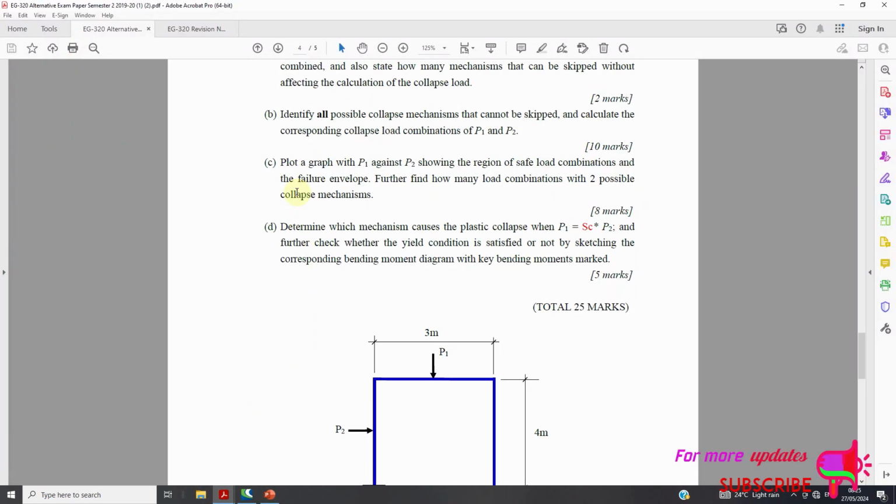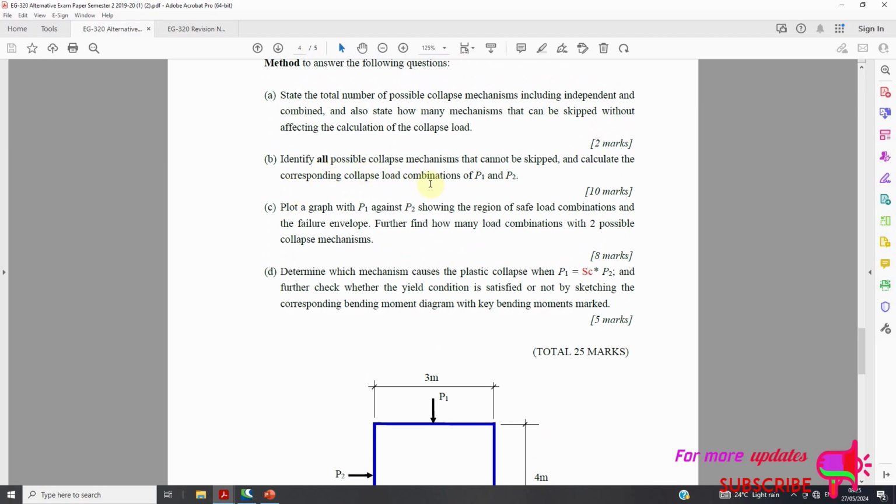Question B: identify all possible collapse mechanisms that can be skipped. So we have answered this question. Now plot a graph with P1 against P2 showing the region of safe load combination and the failure envelope. Further, find how many load combinations will have 2 possible collapse mechanisms.